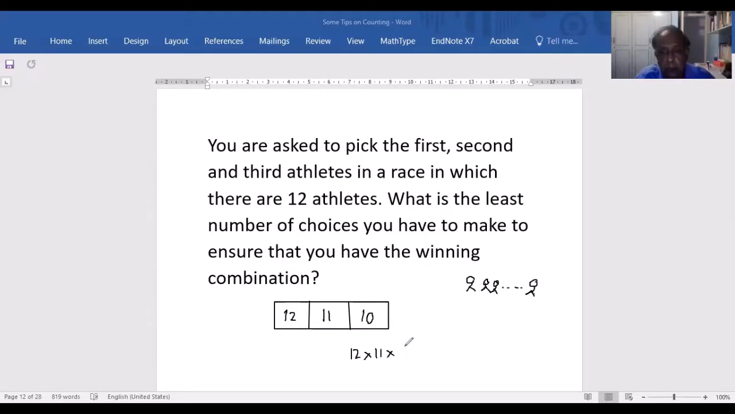So therefore, according to the second counting principle, the total number of choices you can make is 1,320. 12 times 11 is 132, times 10 is 1,320. So you have to make 1,320 choices.